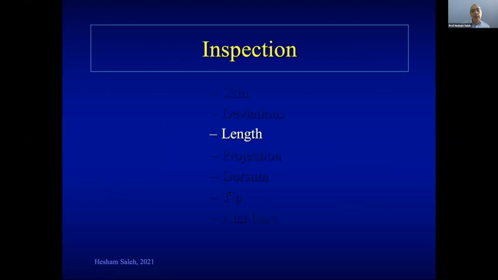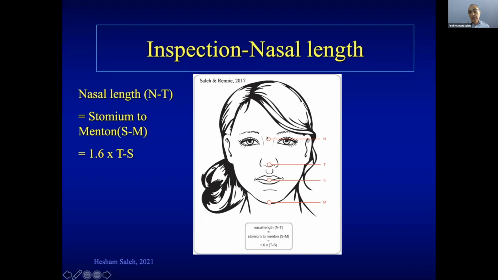Length of the nose. What's the length of the nose? It's from the nasion here to the tip. And a lot of patients will come to you saying, my nose is too long, doctor. There are many ways of measuring it, but the simplest way is this one, stomion to menton. So the stomion between the lips to the menton should be roughly equal to that length. You can even just put your hand like this or a ruler and show the patient, they can tell.